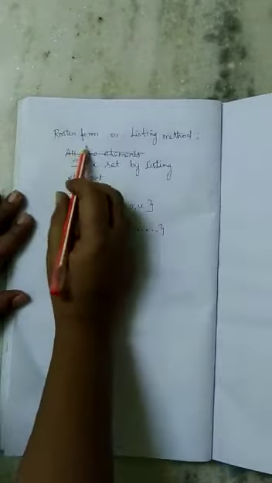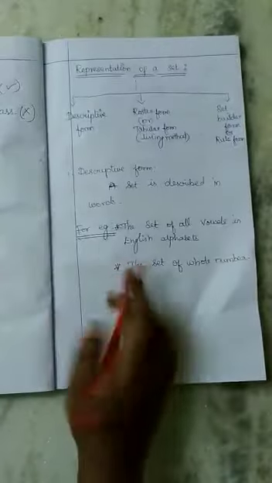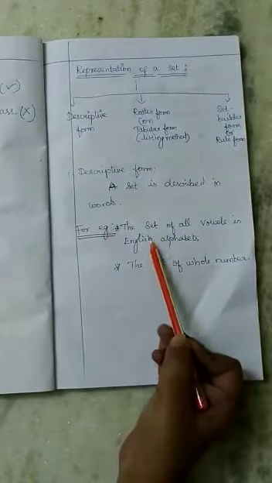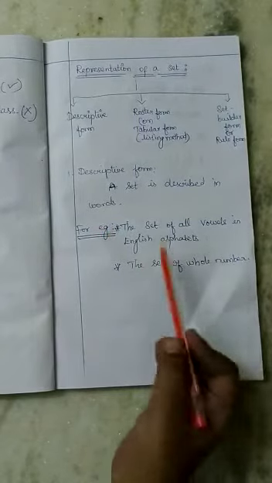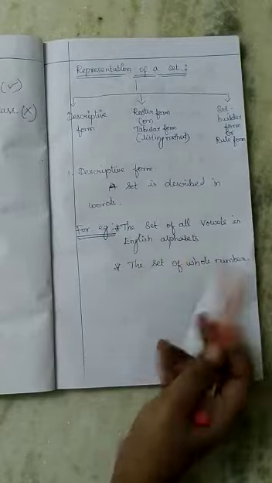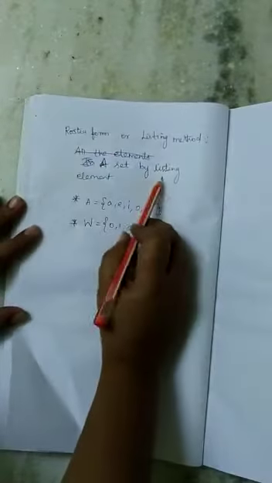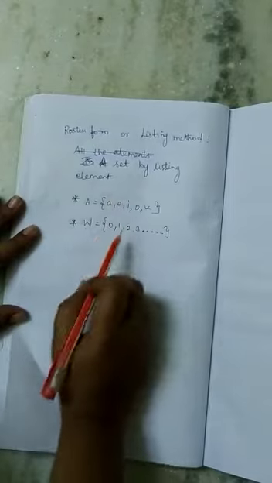Okay, so roster form you know very well right now. What are the forms we saw? Descriptive form: a set is described in words. For example, the set of all vowels in the English alphabet, the set of whole numbers. So we are describing the set in words here. Roster form: a set is described by listing elements. Here we describe a set only by listing its elements.